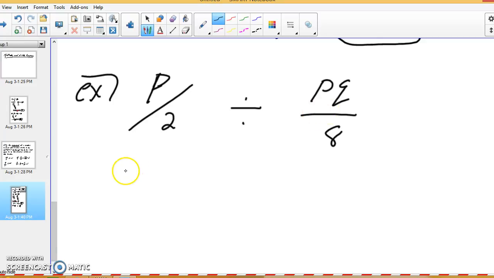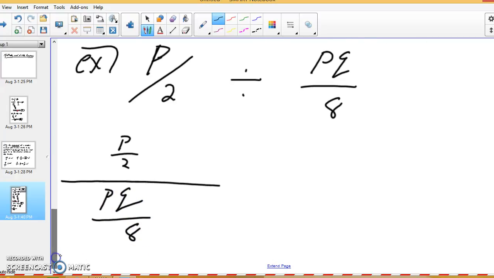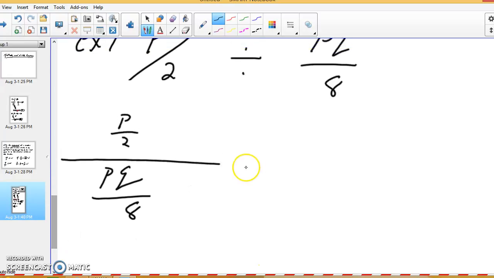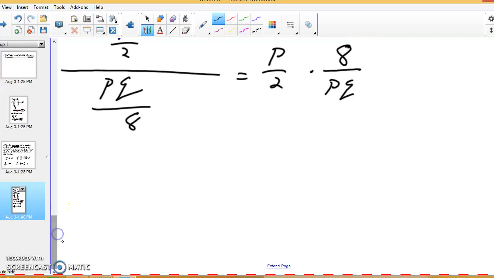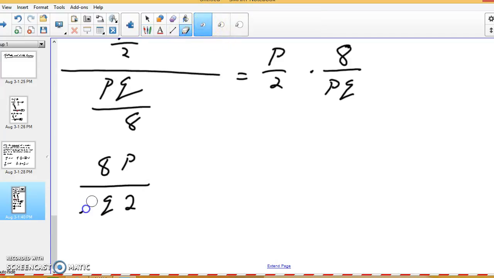Okay, so again, how do we set this up? Well, we know that p divided by 2, this is the exact same as saying p over 2 divided by pq over 8. And now we just simply multiply the top by the reciprocal of the bottom, so that is p divided by 2 multiplied by the reciprocal, which is 8 over pq. And now we just multiply straight across, so we have 8p multiplied by pq times 2. I'll do that the other way around, make it a little bit simpler.